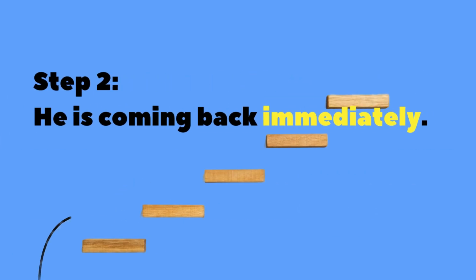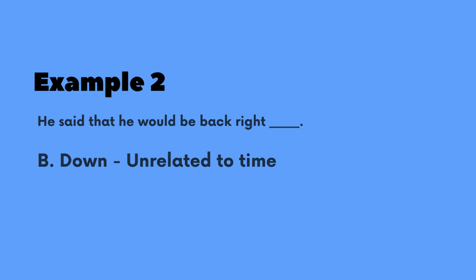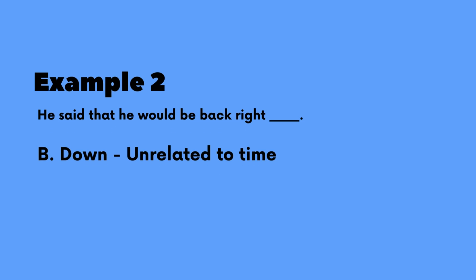So could it be he's coming back immediately? Maybe. He said that he will be back right... It should be immediately, a word that signifies immediately. So we have away, down, on, and promptly. So he'll be back right away. That's an incorrect phrasing. Will be back right down. Very unrelated to the time that we are looking at here.